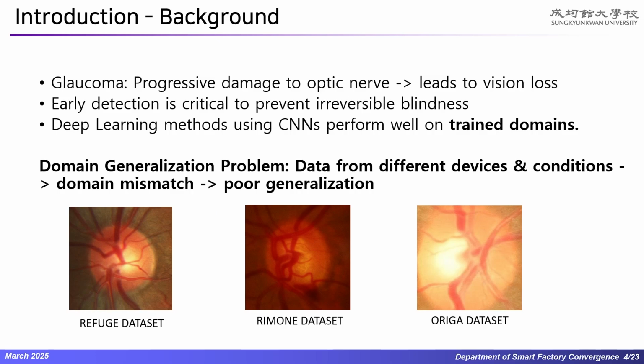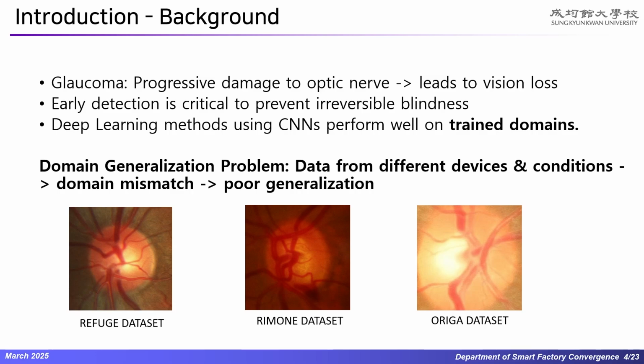Nowadays, AI has been rapidly advancing with deep learning techniques and computer-aided diagnosis systems, usually leveraging CNNs, convolutional neural networks, able to diagnose glaucoma with a high accuracy. The problem here is that it only performs well on images that come from the same domain.